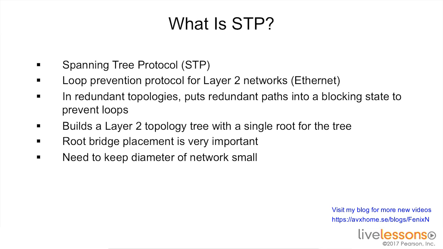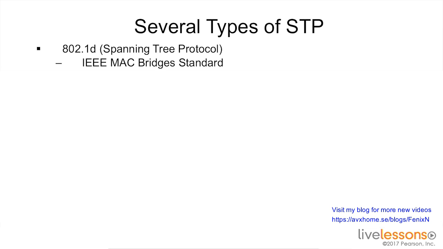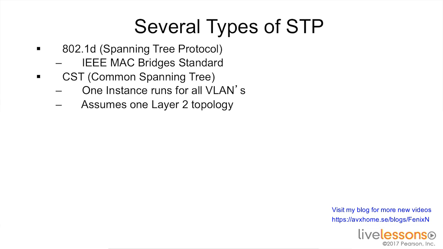The reason we want it in the center is we want to keep the diameter of our network as small as possible in order to limit the size of the spanning tree calculation that it has to do in the case of a reconvergence. Over time, there have been several different types of the spanning tree protocol. We started with 802.1d, which was an IEEE standard, and from there went to CST, or Common Spanning Tree, where we had one instance of the spanning tree topology for all the VLANs.